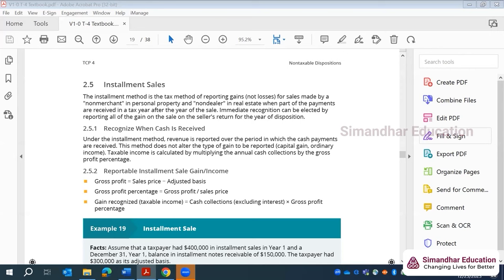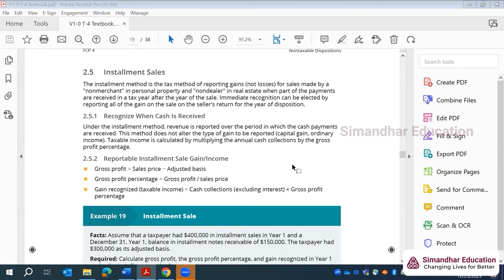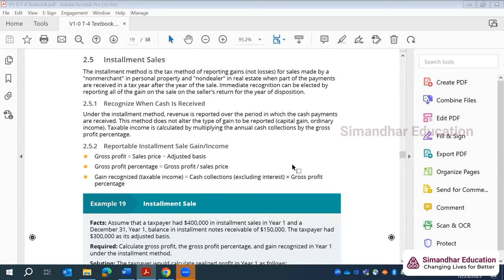So how do we understand how much gain we will recognize based on the installment amount that we are receiving? We will calculate the gross profit. Now this is very simple. You take the sale price minus your adjusted basis. Now remember, you will have to be very careful with the terminologies that are being used here, because basis is your initial investment in the product. Adjusted basis means the basis is either adjusted for appreciation or it has been adjusted for depreciation. All right. So whatever your sale price minus your adjusted basis is going to give you gross profit.